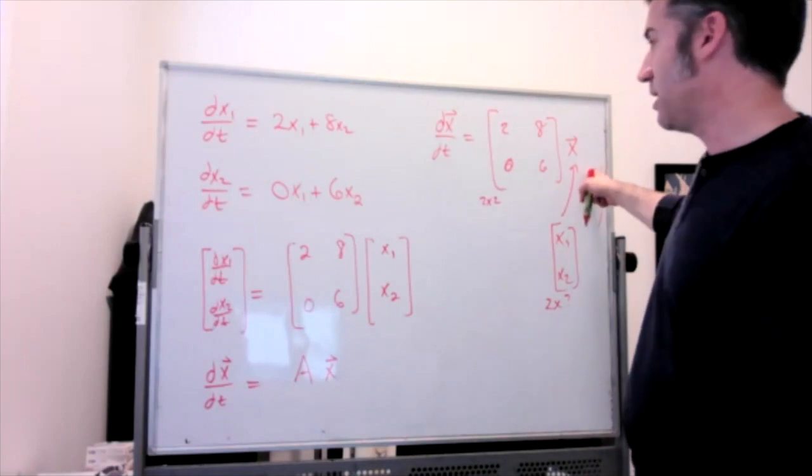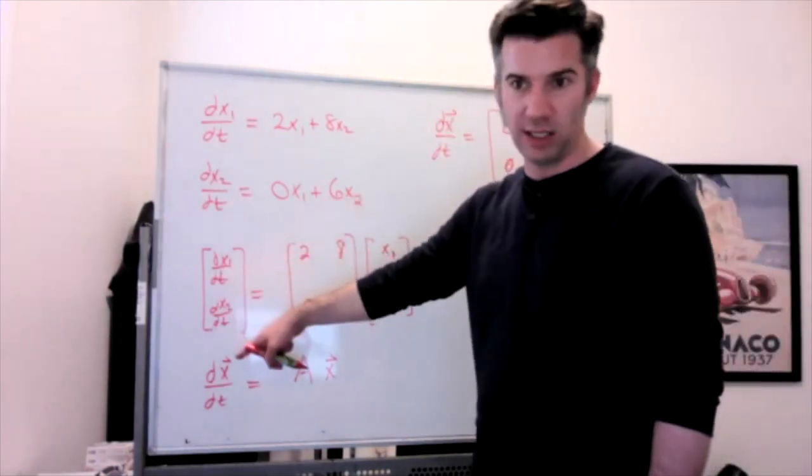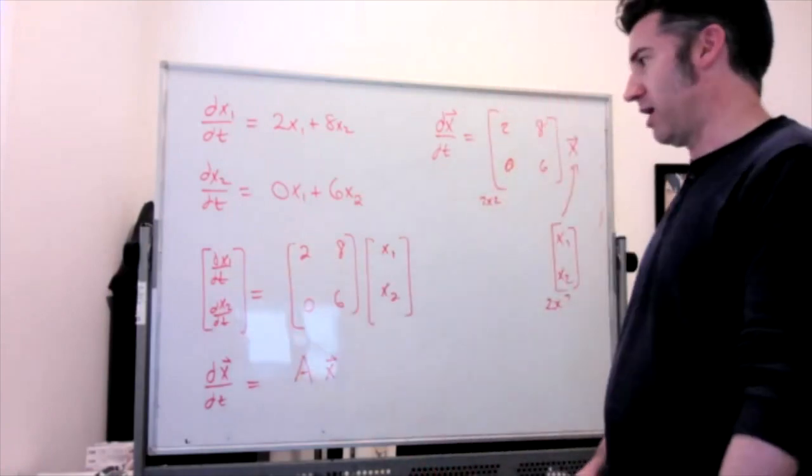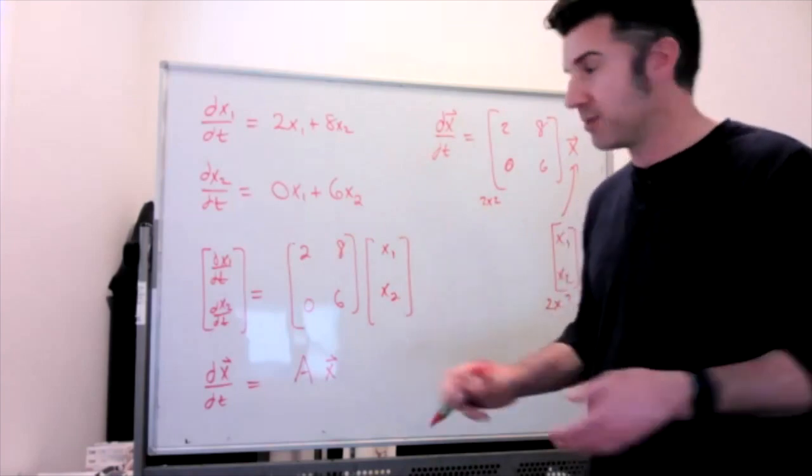So that just means the vector dx/dt is dx1/dt, dx2/dt. Make sure you're okay with that. Make sure you're comfortable writing these equations in any number of ways.